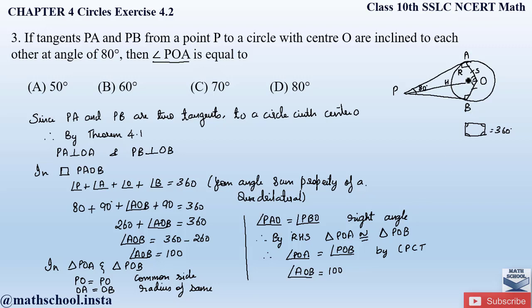So dividing this angle by 2, we will get this angle POA. So 100 by 2, we will get 50 degrees. Therefore each of these angles is equal to 50 degrees and 50 degrees. Now they have asked us the angle POA, which is equal to 50 degrees, right? So therefore angle POA is equal to 50 degrees. So our correct option is option A.